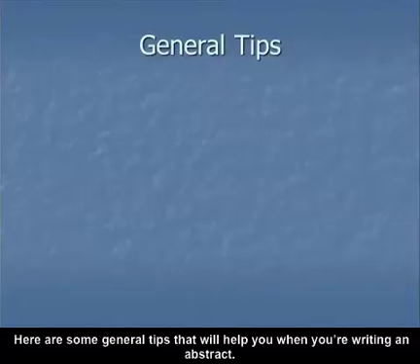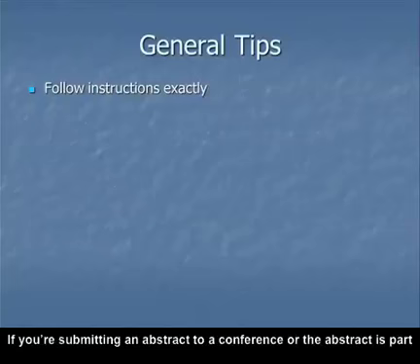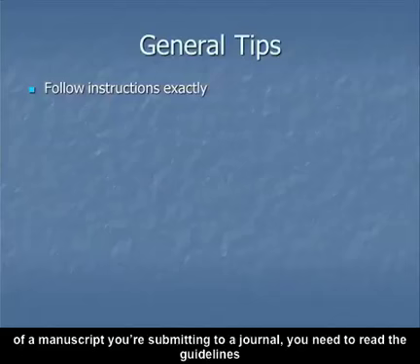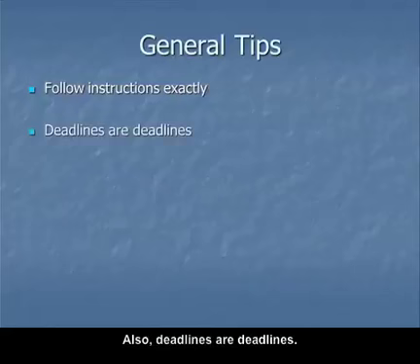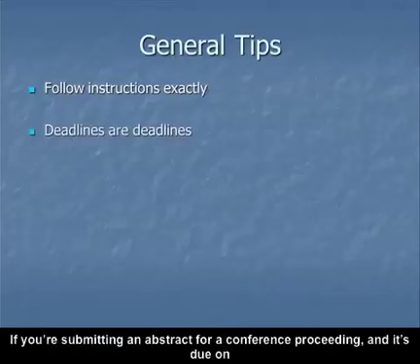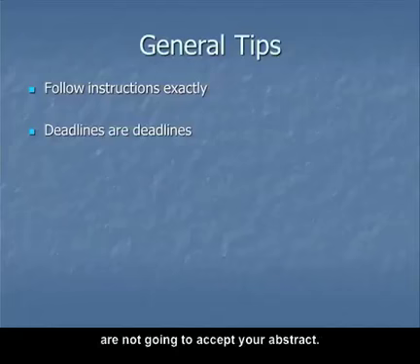So here are some general tips that will help you when you're writing an abstract. You need to follow the instructions exactly. If you're submitting an abstract to a conference, or the abstract is part of a manuscript you're submitting to a journal, you need to read the guidelines for authors and follow them exactly. Also, deadlines are deadlines. If you're submitting an abstract for a conference proceeding and it's due on October 31st, but you try and submit it on November 1st, many times the reviewers are not going to accept your abstract.